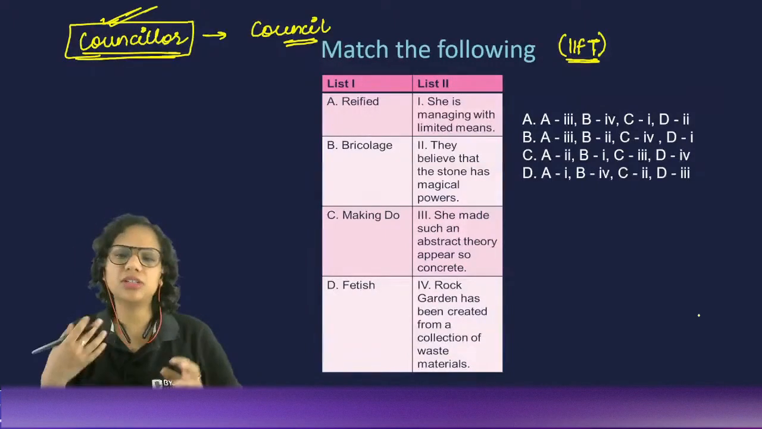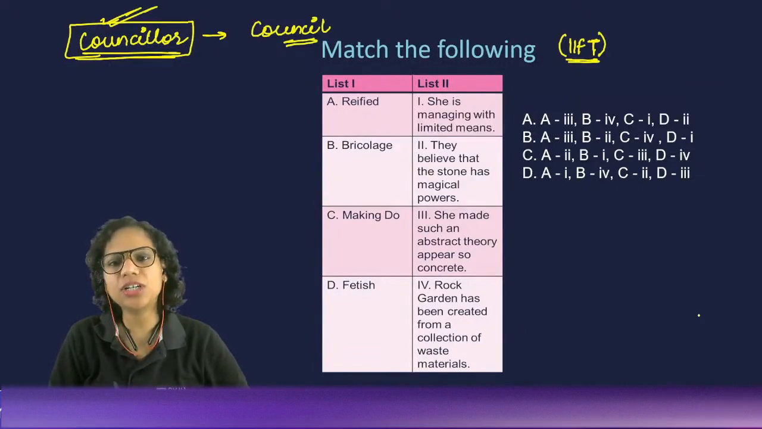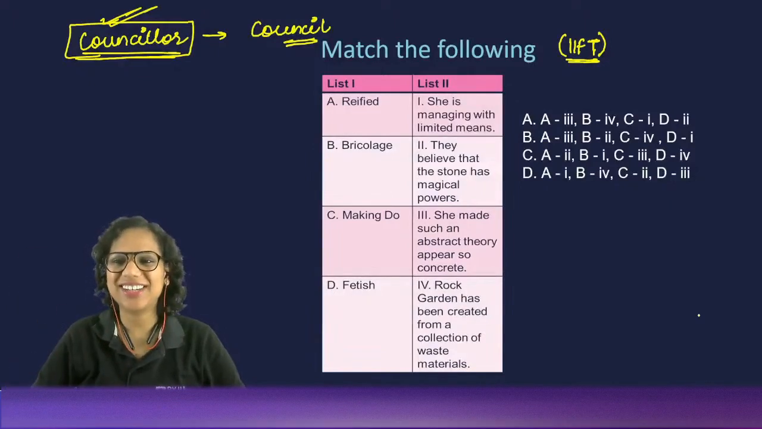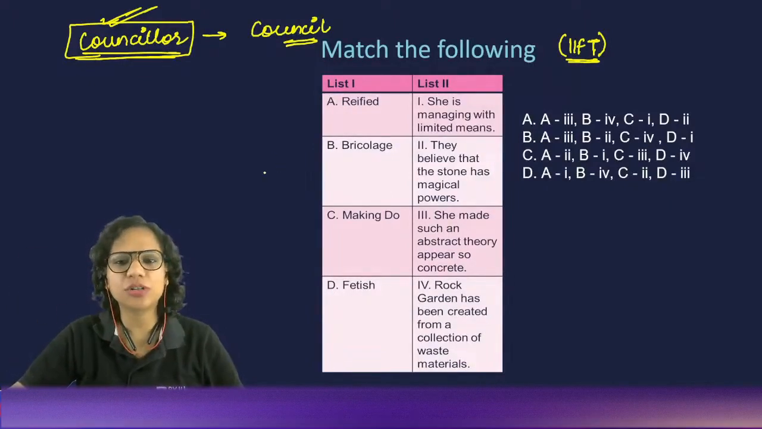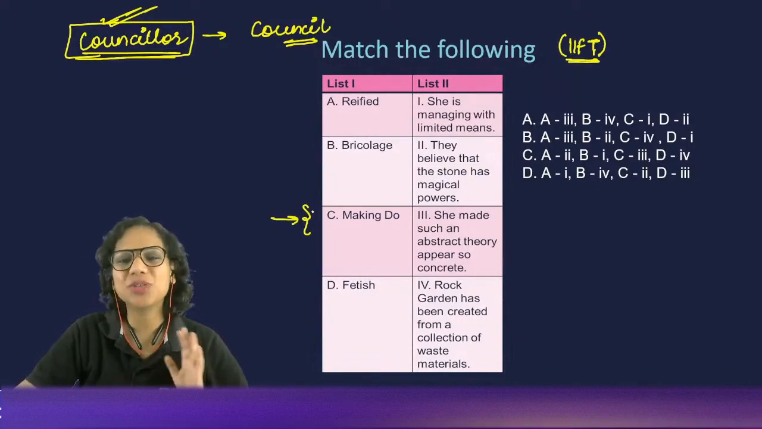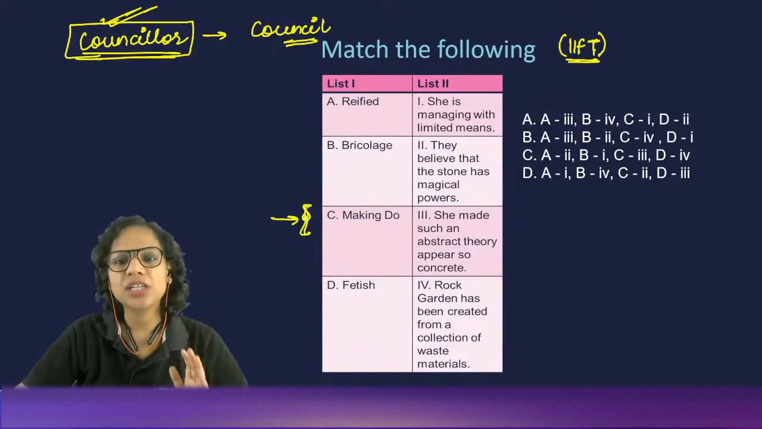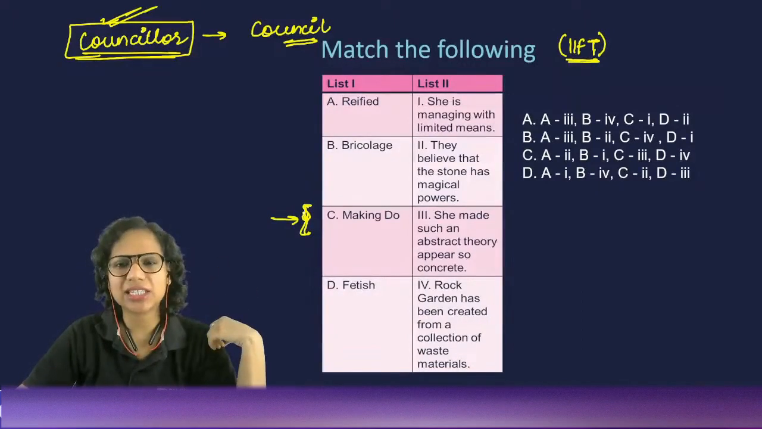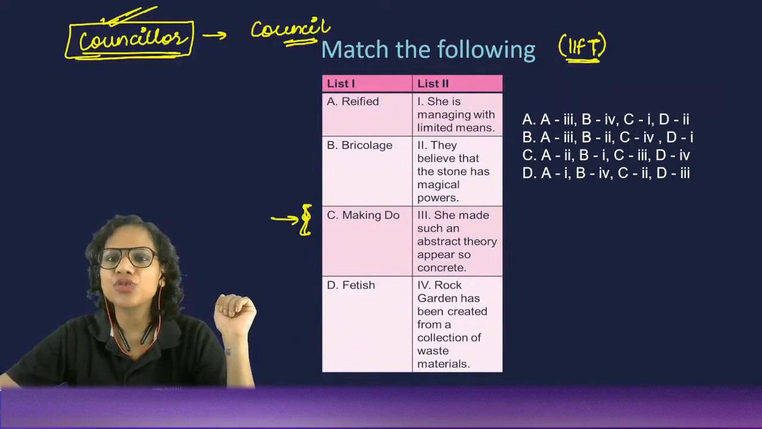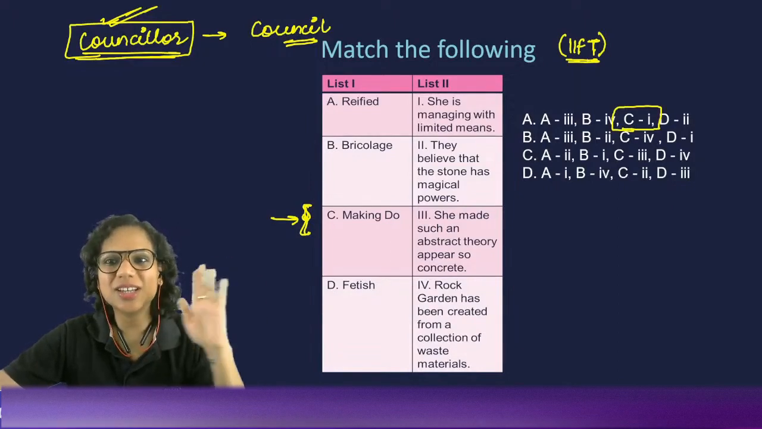So see, the thing in these questions is that you may not know the meaning of each and every word, and that's okay, because you should know how to smartly eliminate, right? If you know that, then it's not a problem. So for instance, this was the easiest one for me here, to make do with something, because I see this expression being used often, right? She's making do with whatever she has. So basically she's managing with limited means, right? So C is one, and the moment you realize this, see, this is a previous year question.